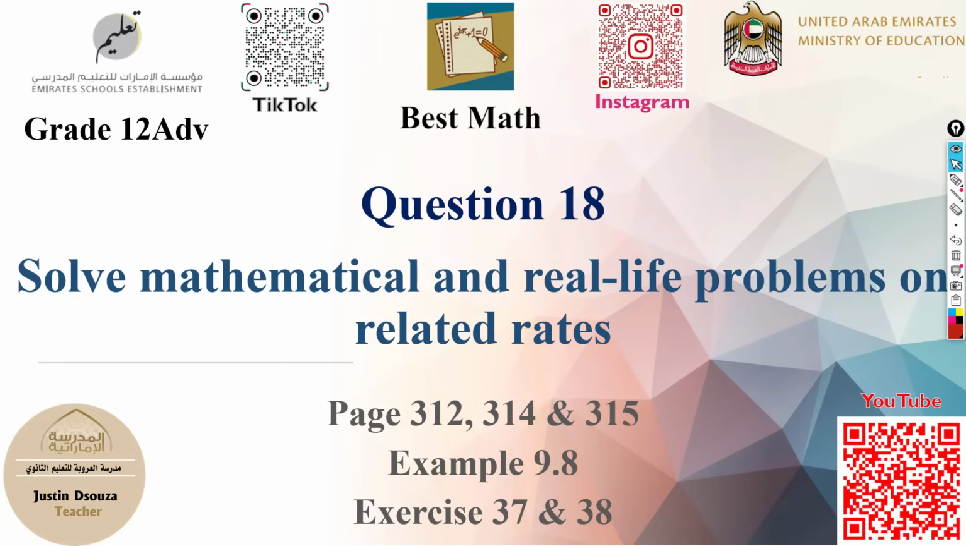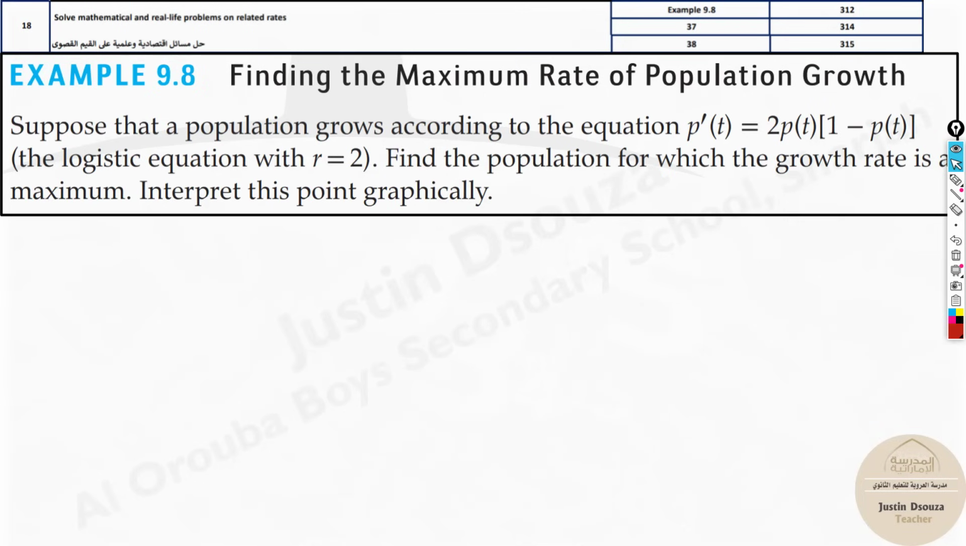Question 18 is also problems on related rates, but this time it is about population growth. Here they have given us that the population grows according to the equation P prime of t equals 2 times P of t times (1 minus P of t). This is the logistic growth equation, but here it should be R, but the R value is already given to be 2, so we substitute 2 over here. Otherwise, we know the population growth rate is given like this. And find the population for which the growth rate is maximum and interpret it graphically.